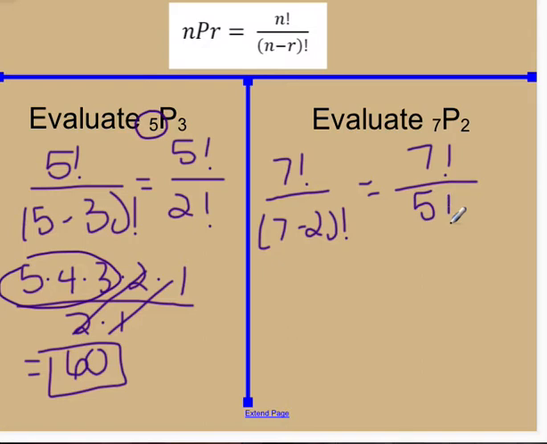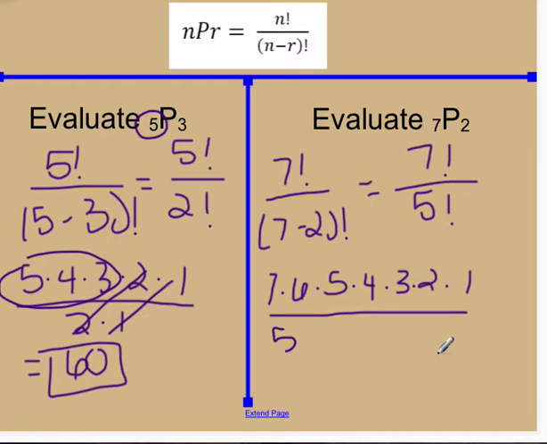So then when I write out the factorial, on top, I have 7 times 6 times 5 times 4 times 3 times 2 times 1. And then on the bottom, I have 5 times 4 times 3 times 2 times 1. So again, I like to go through the process of actually crossing it off and simplifying.